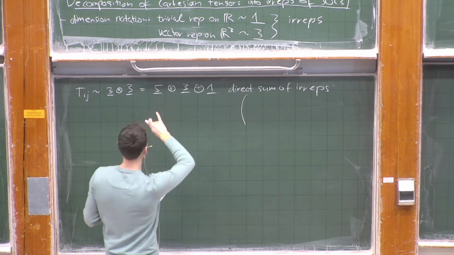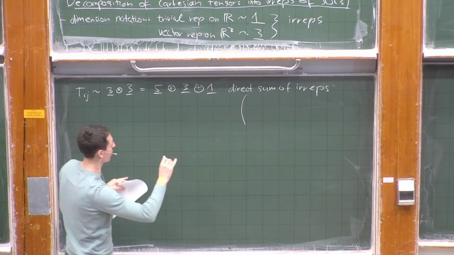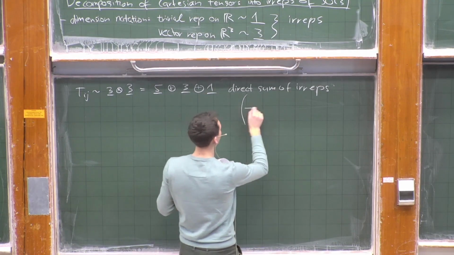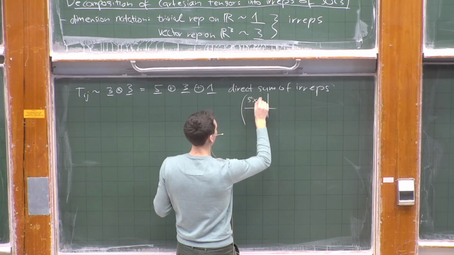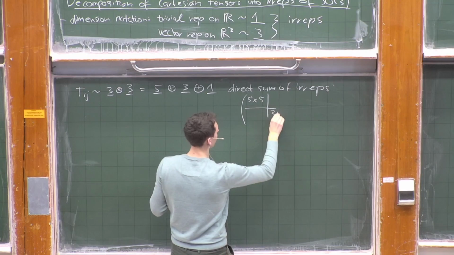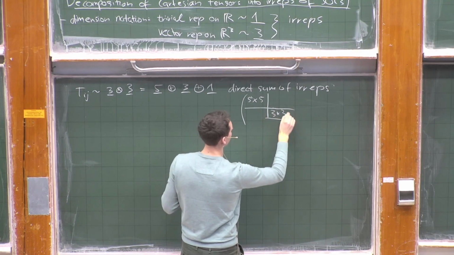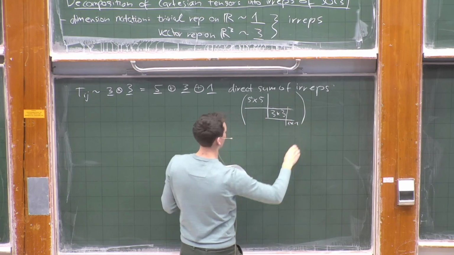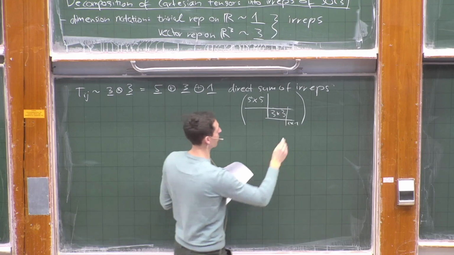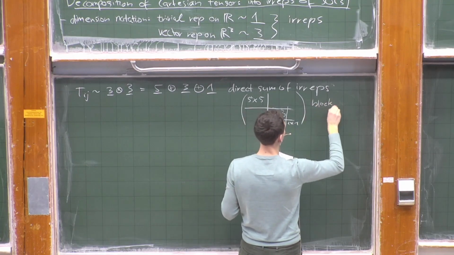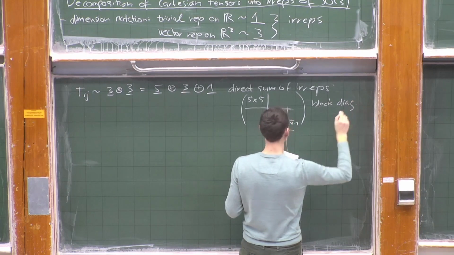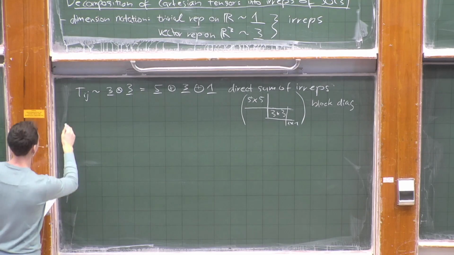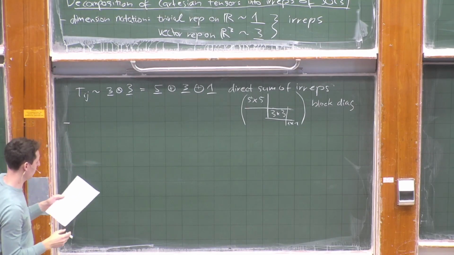And then after this decomposition, how one can imagine how this direct sum representation will act on a 9-dimensional space will be by a block diagonal matrix, where up here we have 5 by 5 entries, here we have 3 by 3 entries, and then down here we have 1 by 1, and everywhere else we have zeros. Block diagonal. Okay. In general, yeah.